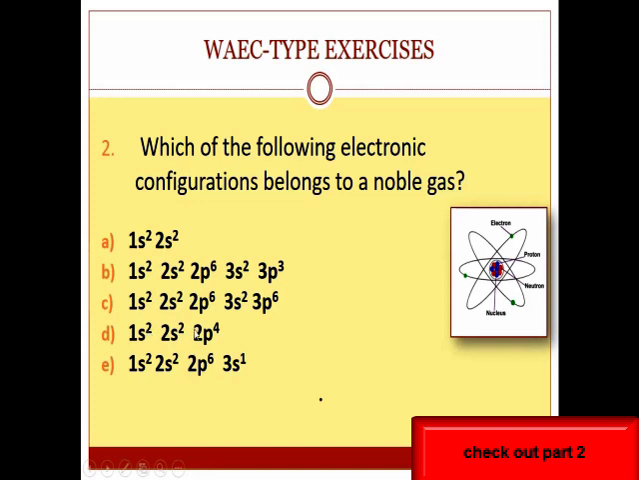Option D is 2, 6: 2 plus 4 is 6. This is not a stable octet. Option E is 2, 8, 1, which is not a stable octet or duplet. So the correct answer should be C. Option C is the electronic configuration that belongs to a noble gas. I hope that's clear.